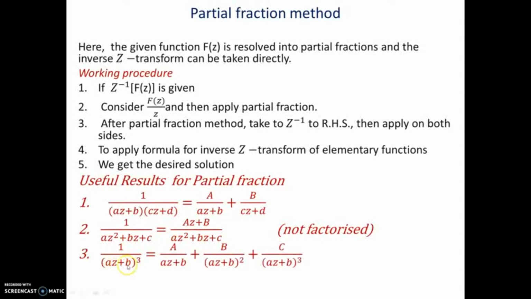1 divided by (az plus b) the whole cube. Here the degree of denominator is 3. There are three arbitrary constants, say capital A, capital B, capital C. Also the factor is linear but of order 3. So the partial fraction is capital A by (az plus b) one term, capital B by (az plus b) the whole squared one term, and the last one capital C divided by (az plus b) the whole cube. Next we see one problem.